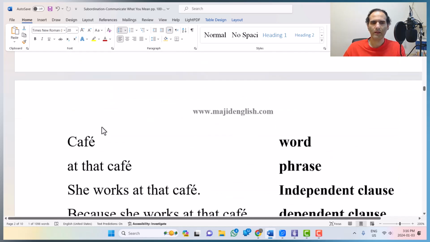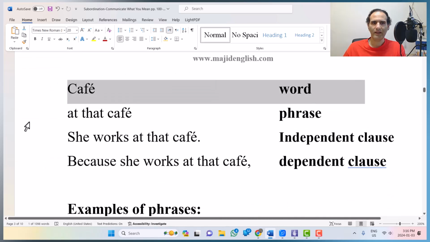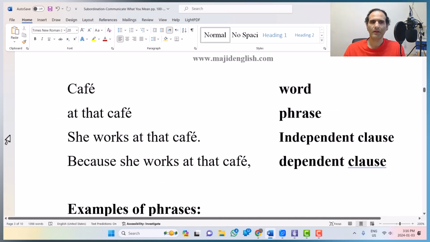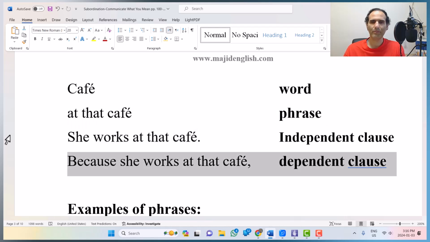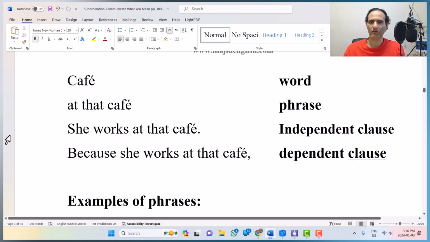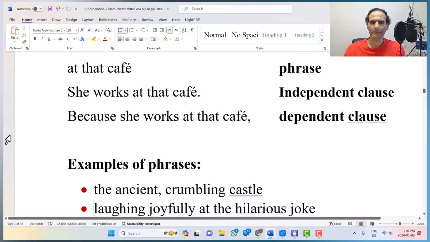Now, here, cafe is one word. At that cafe is a combination of two or more words, which is not a clause, so we call it a phrase. She works at that cafe, independent clause. And because she works at that cafe, dependent clause. Okay, so here in one frame you can fully understand what a phrase, what an independent clause, and what a dependent clause each is.